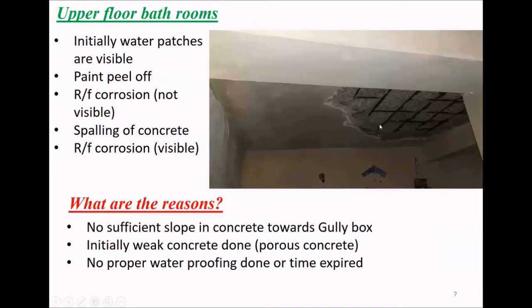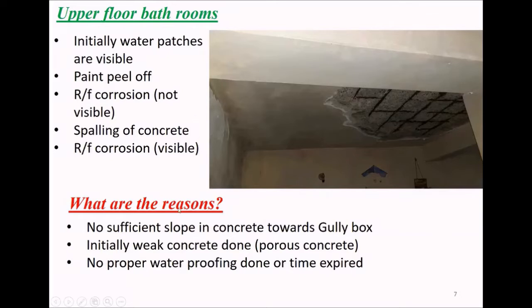What happened is there's some kind of water leakage. Initially, we can only see water patches. Later on, the paint will peel off. Then the reinforcement corrosion starts, but still we cannot see it. It is not possible to see. Then the concrete pieces start to drop, falling off. Then only we can see the reinforcement corrosion. Now the client or the people inside are scared. Now the reinforcement has corroded, and they are looking for solutions.